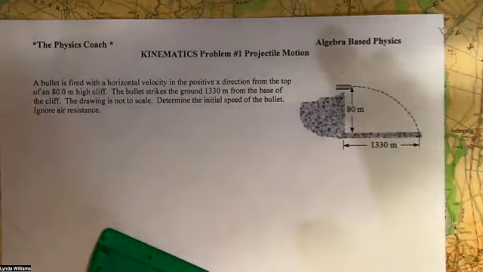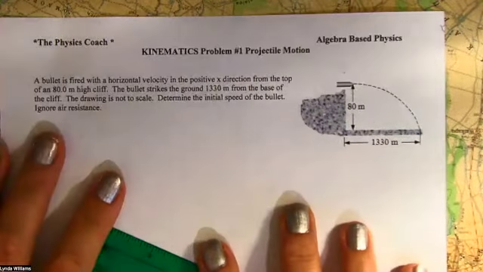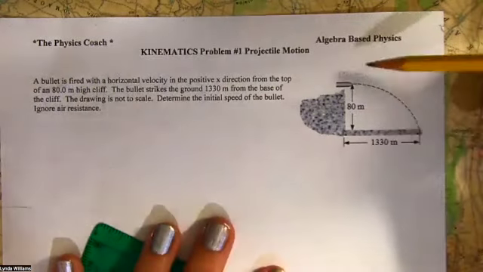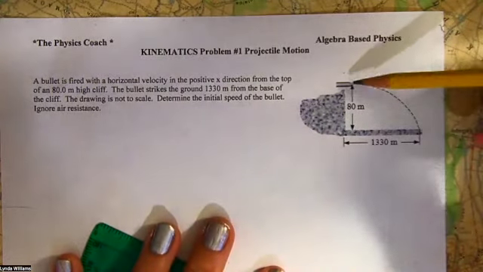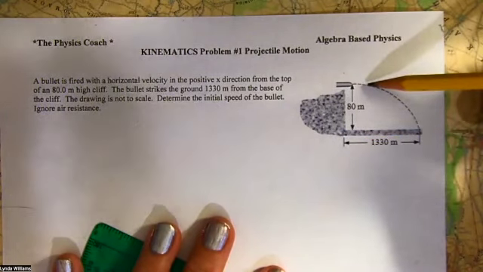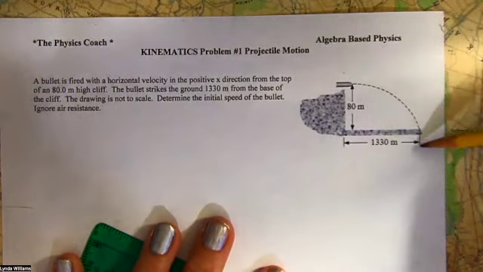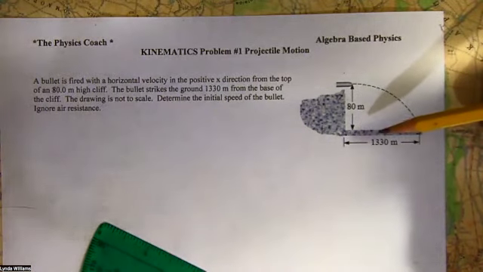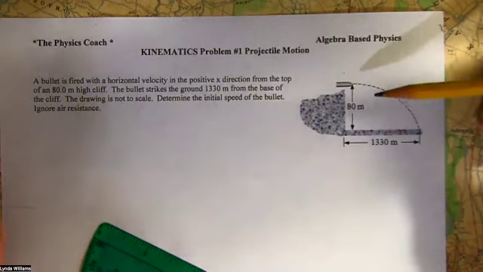Okay, so the problem we're going to do is what I showed you already, and maybe you solved it. So this is the basic idea, that we have a bullet that's being shot from a vertical cliff, and it's only in the horizontal direction. As it falls, it will gain speed in the vertical direction. So it's a two-dimensional projectile motion problem.